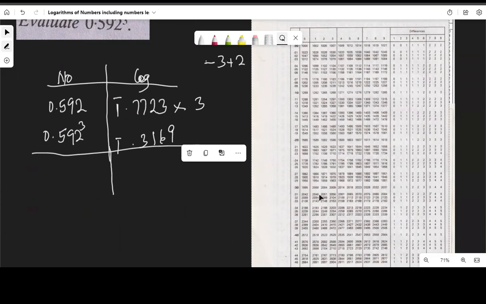So 31 under 6 is 2070. Then difference of 9, we trace it to the end, which is 4. That will give us 2074. And we have only bar 1 there, so we have 0.2074 as the answer to this question.